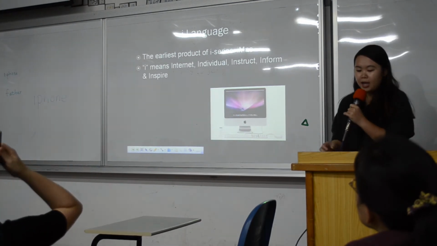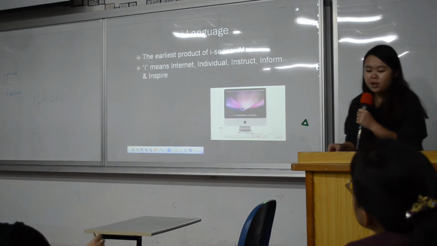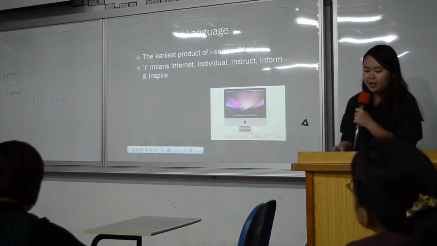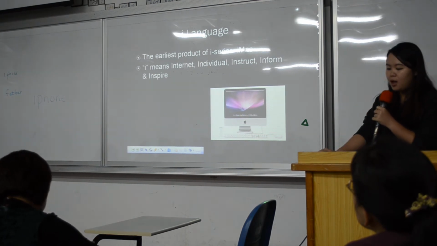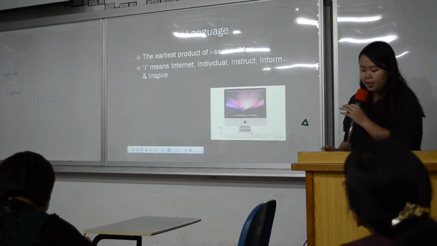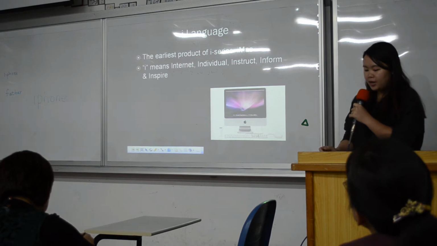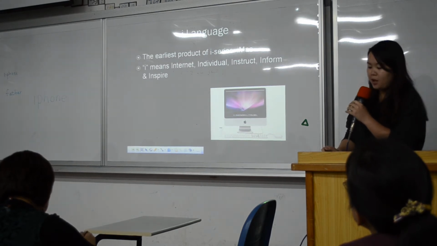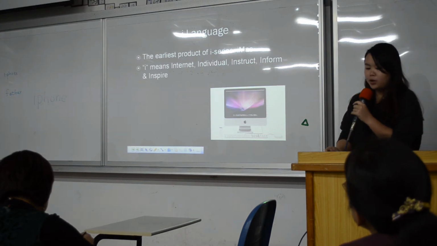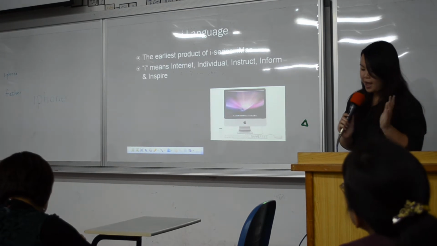And since Apple's products became more and more popular, it created the i language. Originally, the i in the iMac means internet. It comes from the marriage of the excitement of the internet with the simplicity of the Macintosh operating system. So the users can get on the internet very simply and fast.